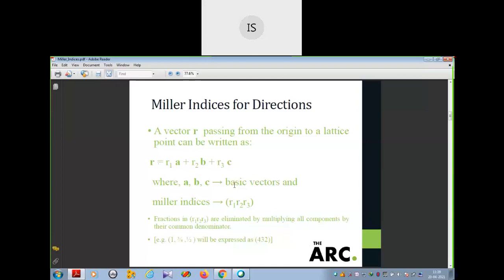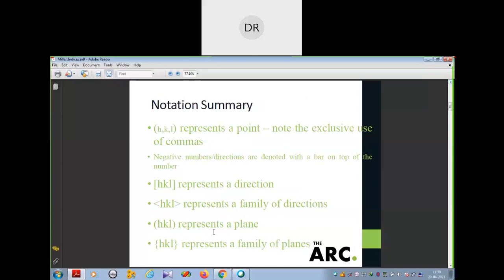So for these Miller indices, suppose you are drawing a diagram. That means a vector is passing from the origin to a point. So how can we designate that vector? We can designate that vector by simply writing r equal to r1a plus r2b plus r3c. Here a, b, c are the basic vectors, and r1, r2, r3 are the Miller indices.